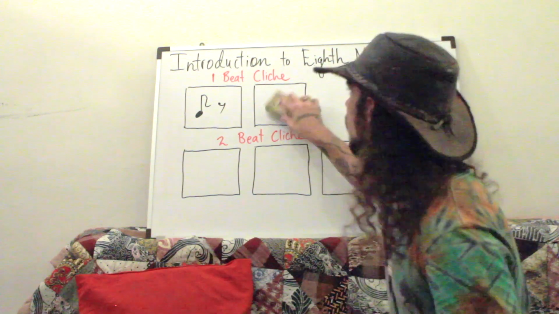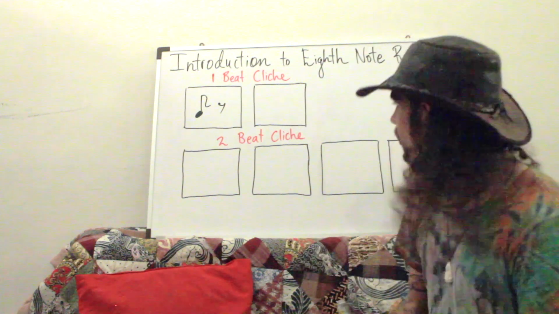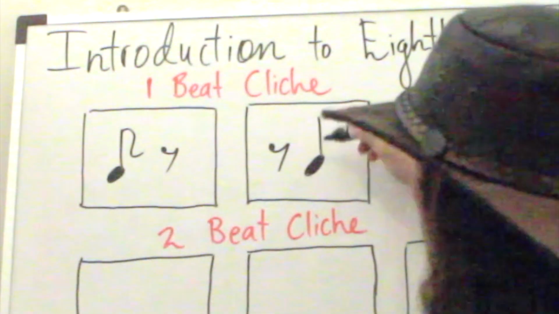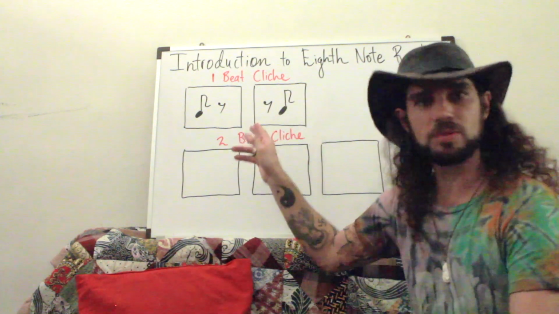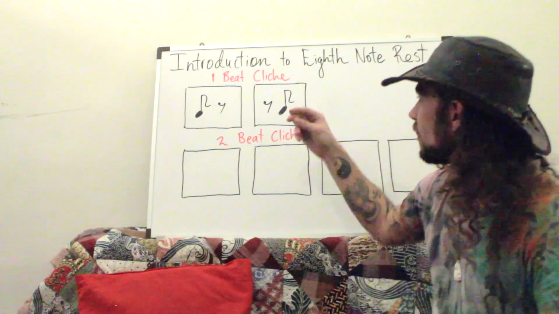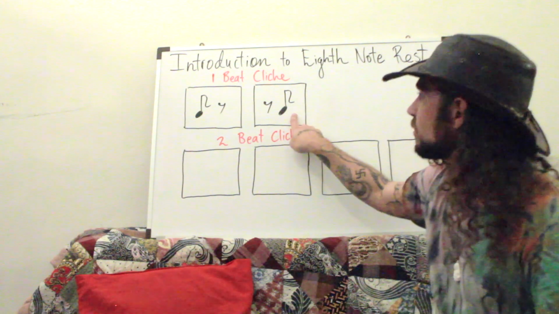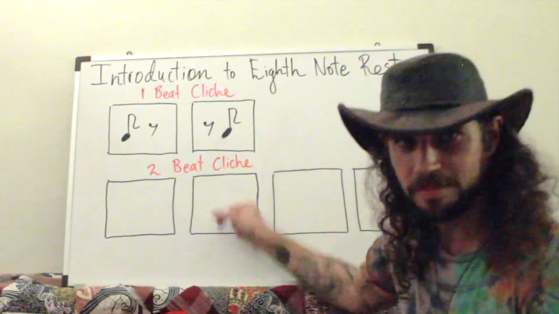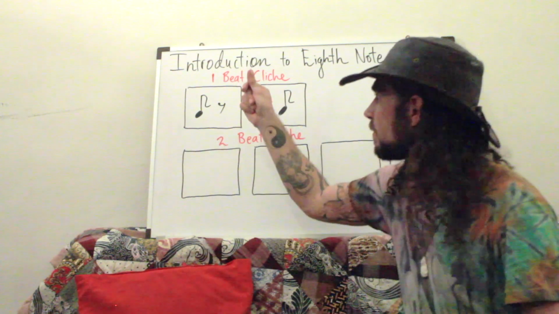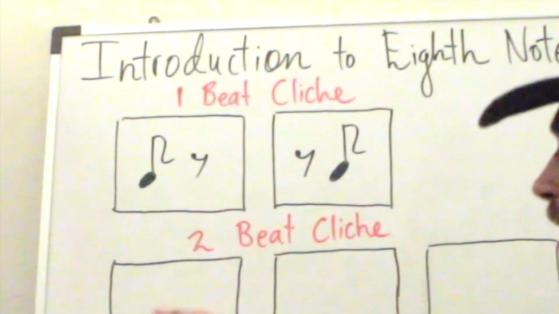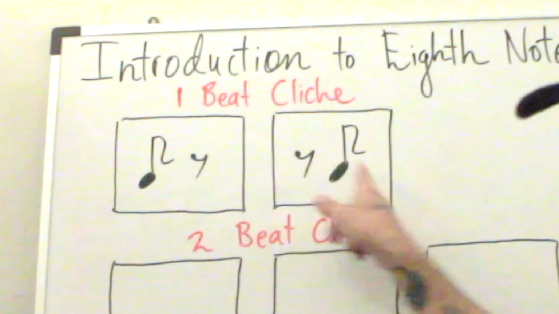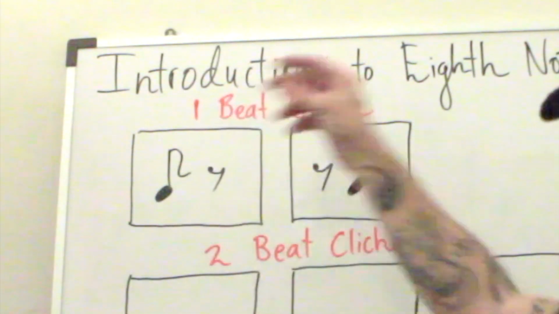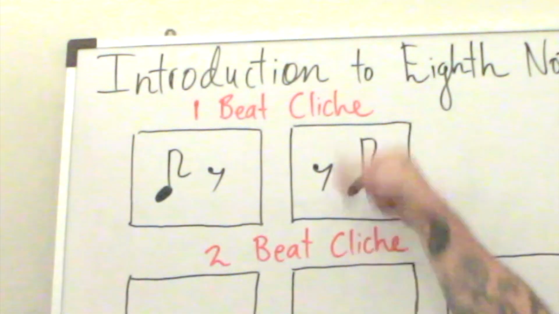All right, so our second one beat rhythmic cliche containing an eighth note rest will be the exact opposite of this. This one's really cool. This is where you start getting a little reggae. So this would be one, bum. If I were to play this repeatedly, so rest, bum, bum, bum. Repeated, one, bum, bum, bum. This one repeated. Now mix them up.